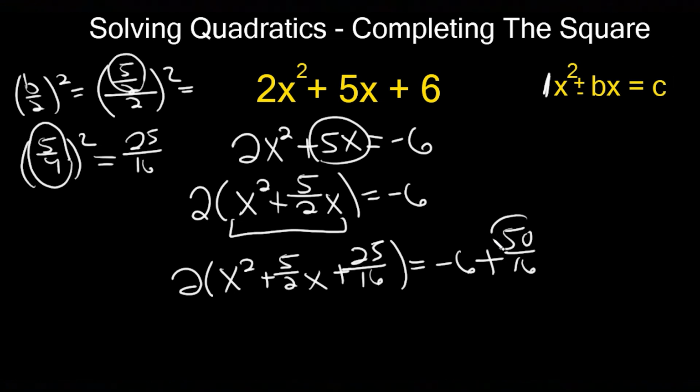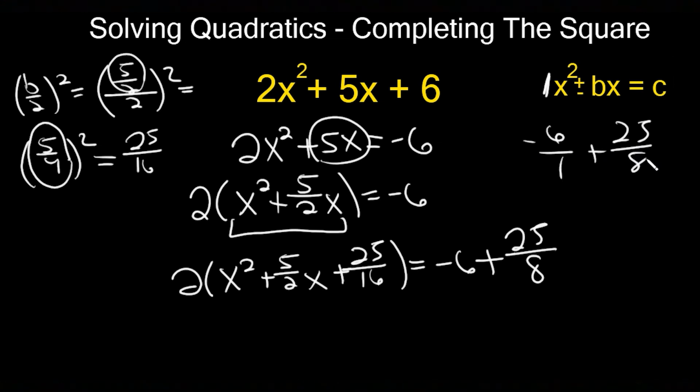And we can actually reduce this fraction here, this 50 over 16. So we know that 2 will go into 50 25 times, and 2 will go into 16 8 times. So rather than write it as 50 over 16, I'm going to go ahead and write it as 25 all over 8. Okay, so from here, we need to get a common denominator. And I have a -6 over 1 plus 25 all over 8.